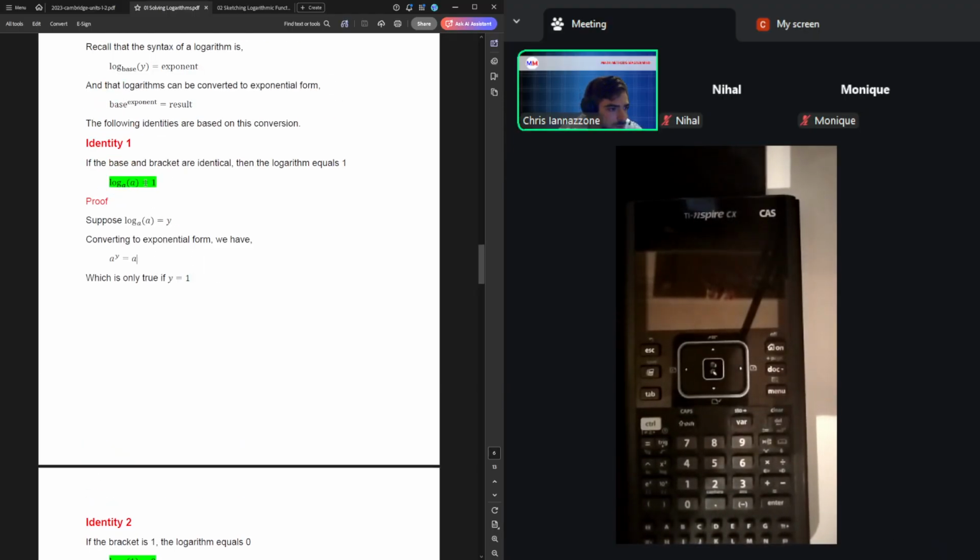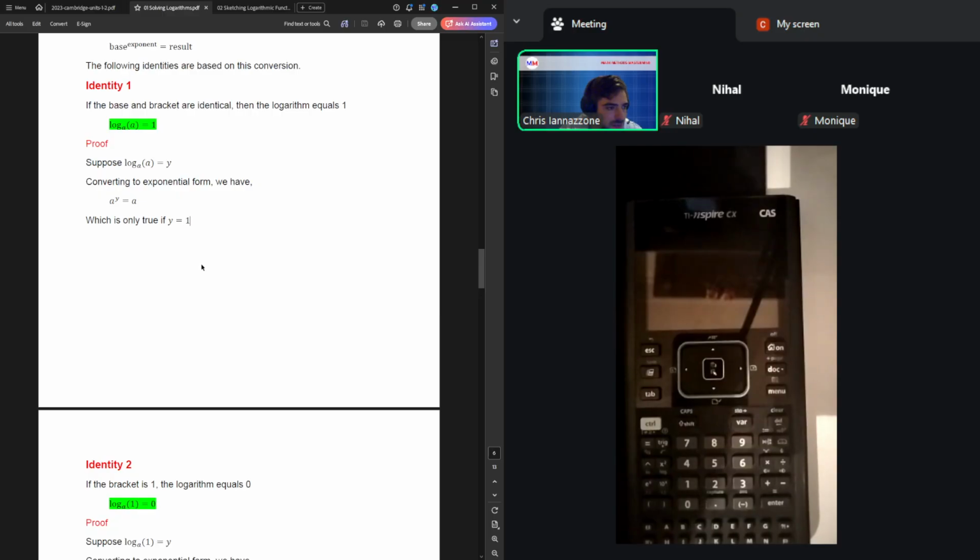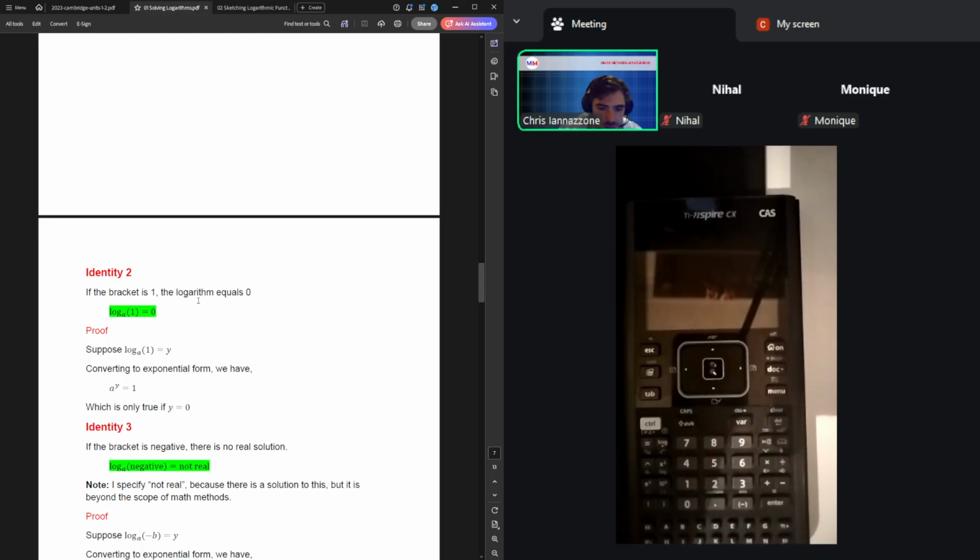So if you ever forget what to do with log a of a, let it equal y, flip to exponential, and then that will allow you to evaluate what that y should actually be. Because remember, y is the logarithm that we started with. We'll see another example of doing that here.